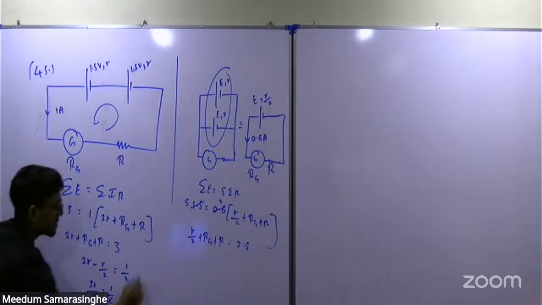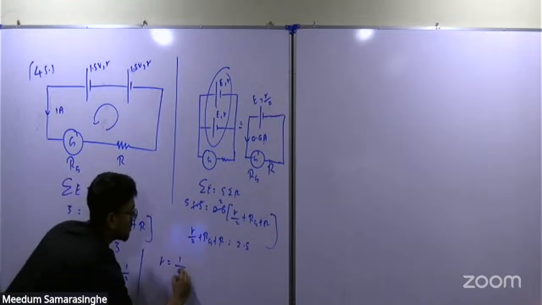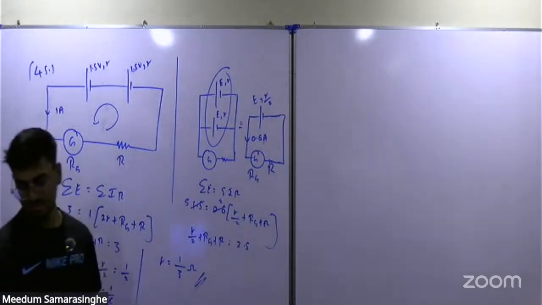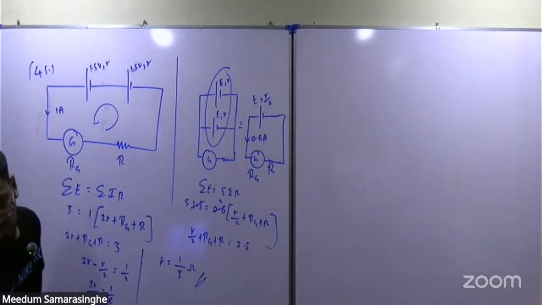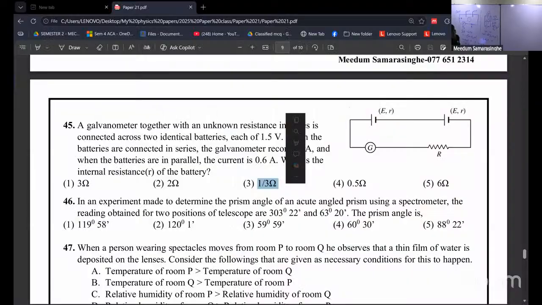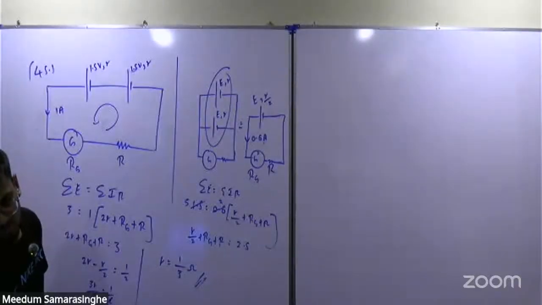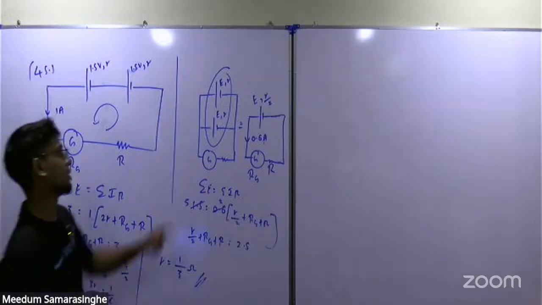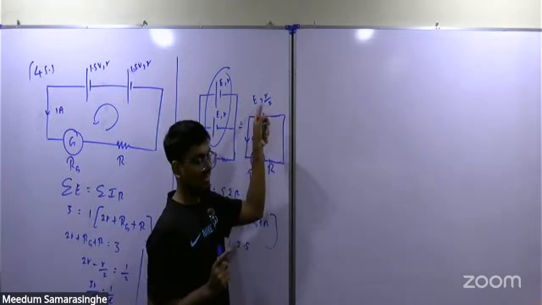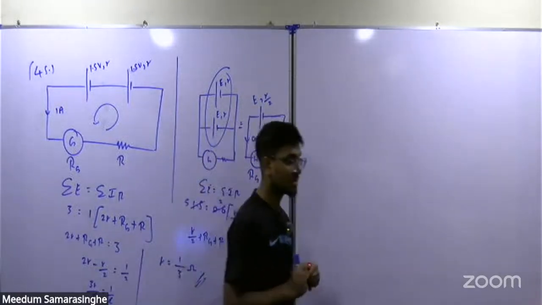So R is equal to how much? R is equal to 1 over 3 ohms. So the resistance is 1 over 3 ohms. Clear? So the answer is 1 over 3. Third one is the answer. Write down: when two identical cells are connected in parallel, EMF is the same, but the internal resistance becomes half.